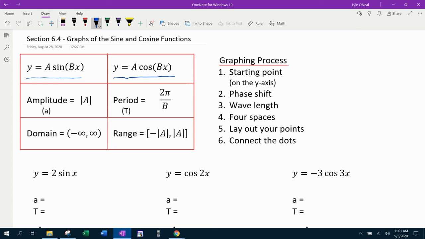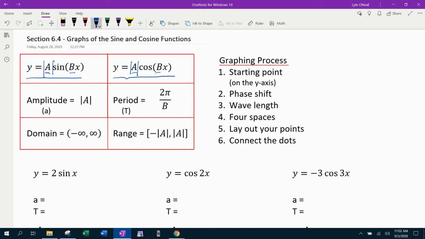If you notice, for both sine and cosine, we have variables. The variable a is the lead coefficient of the trig function, and the variable b is the coefficient of x in the angle. And so down here we have what's called the amplitude. In order to find the amplitude, you're going to take the absolute value of a. So taking the absolute value of the lead coefficient is going to give you the amplitude of the function.